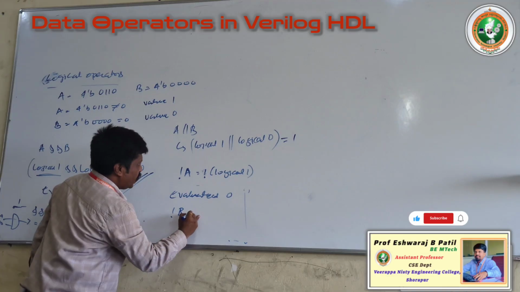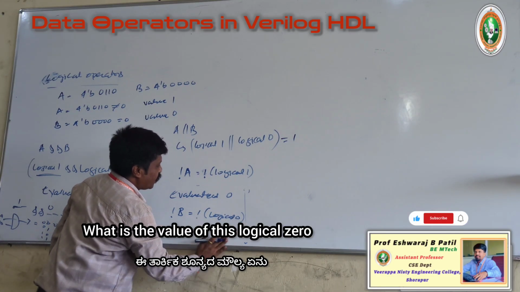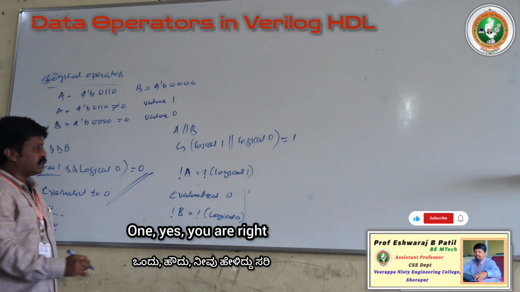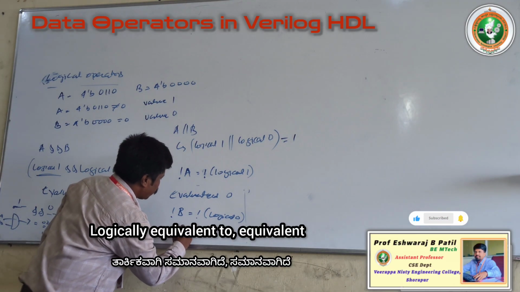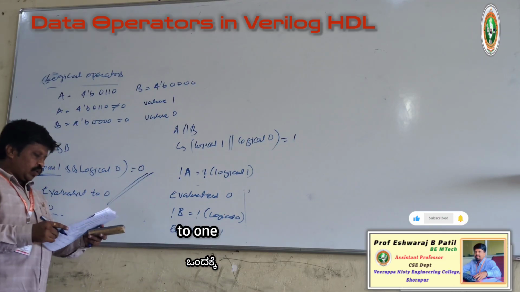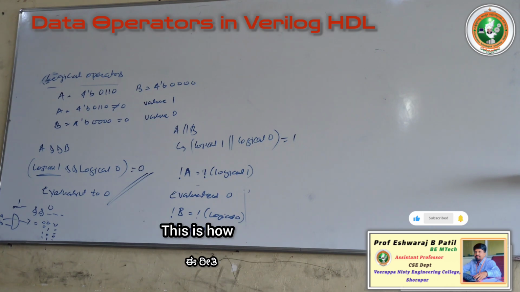Like this, I can go to NOT B. This is logical 0. What is the value of this logical 0? 1. Yes, you are right. It is equivalent to 1. Okay, this is how we will be using these.